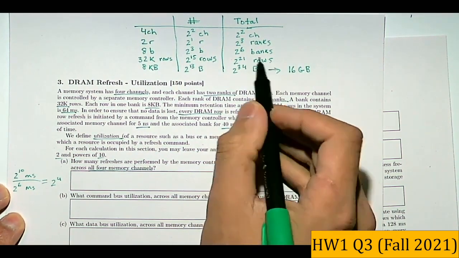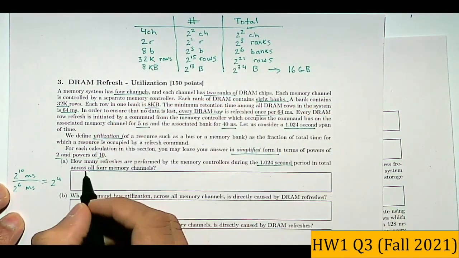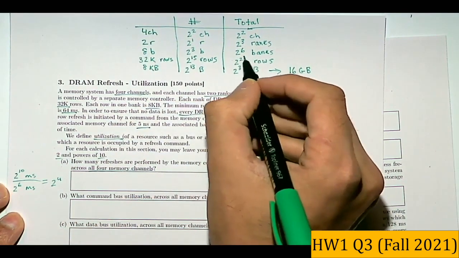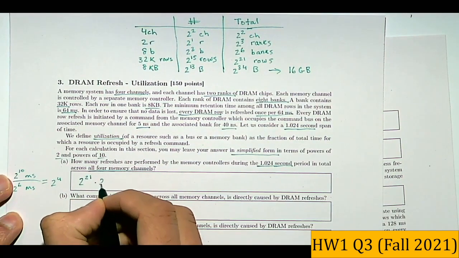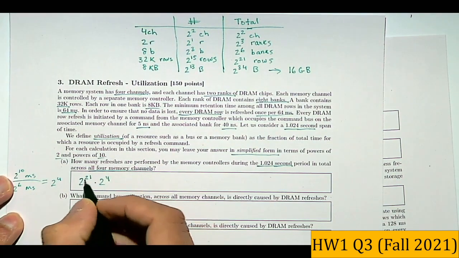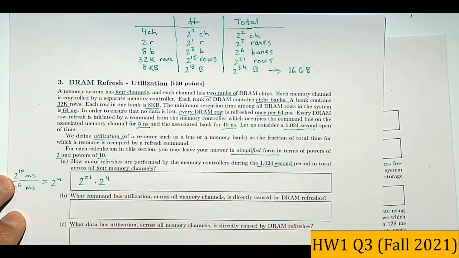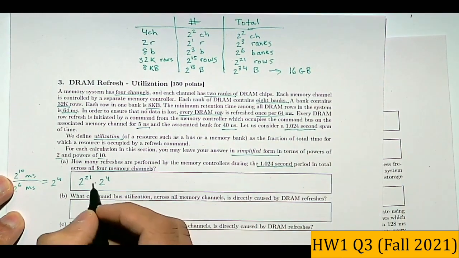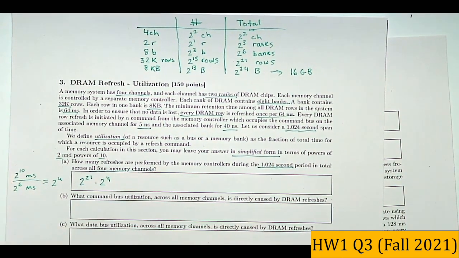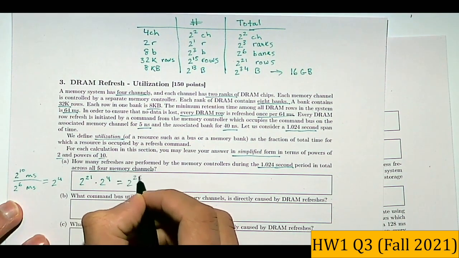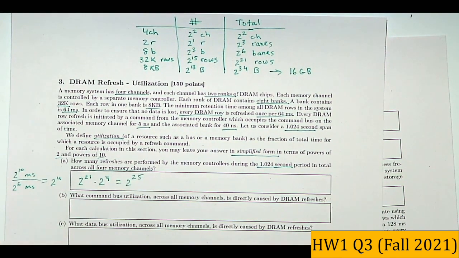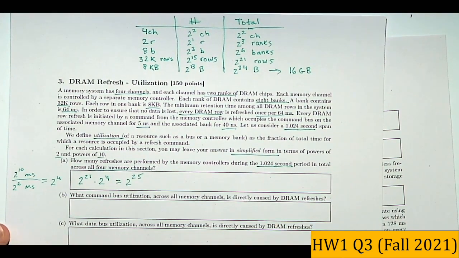And so up here, we computed how many rows there are in the system because we're considering across all 4 channels. That's this value here, right? So our answer here is 2 to the 21 times 2 to the 4, right? Because every period, we're refreshing all 2 to the 21 rows, and we have 2 to the 4 refresh periods. And so it's actually fine to just leave our answer like that. Or, if we want, we can simplify to the 2 to the 25 and leave it like this. But the answer is correct in either form, right?